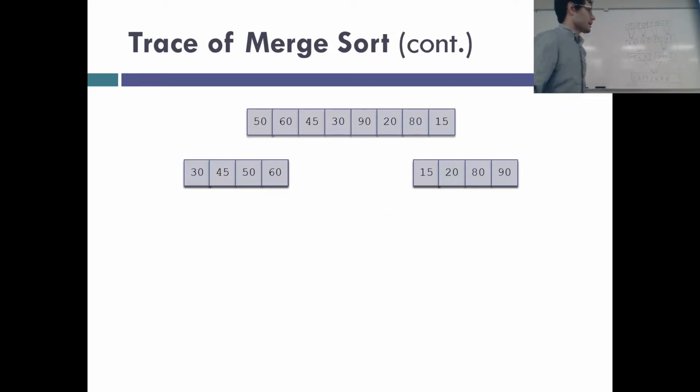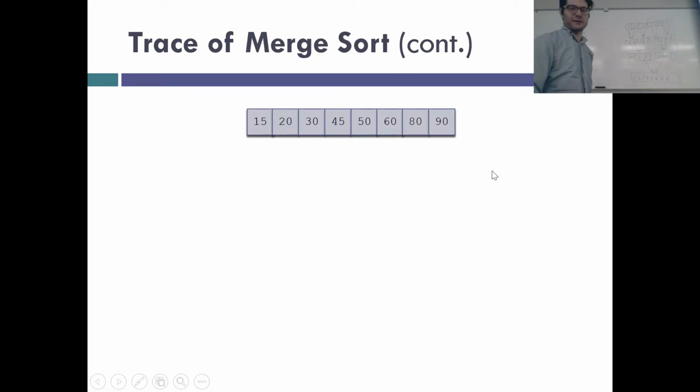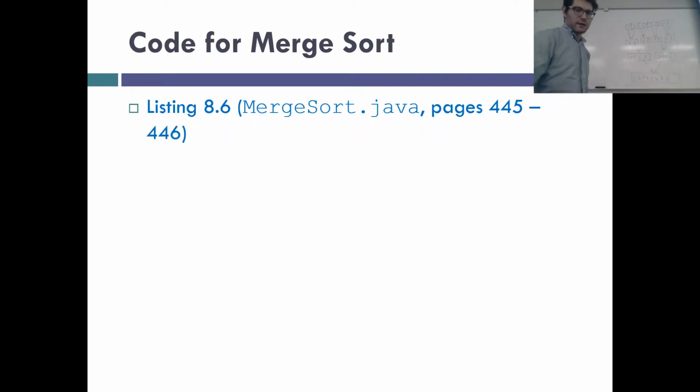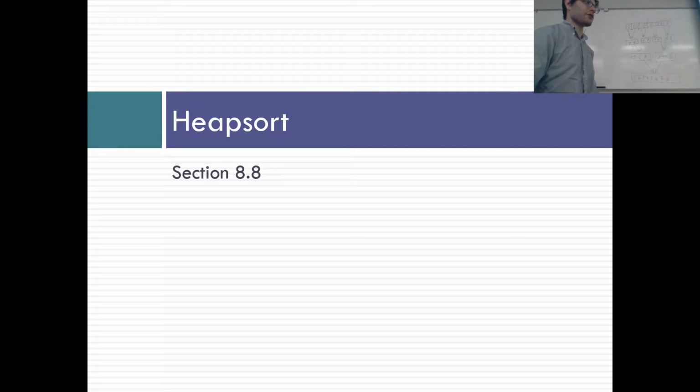And then how does this work now? We do 15, then 20. Then 30, then 45, then 50, then 60, and then the remaining two items get tacked onto the end. So it takes O of n log n time to do this.